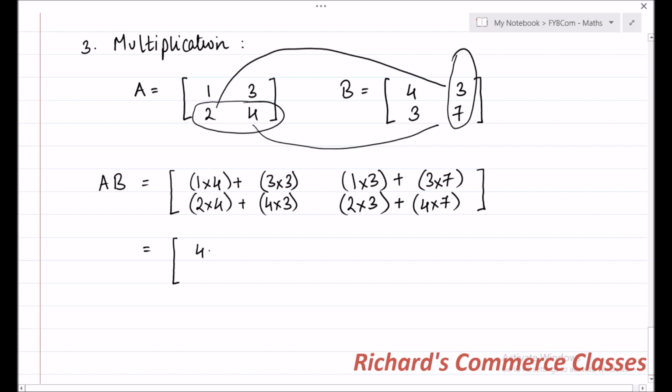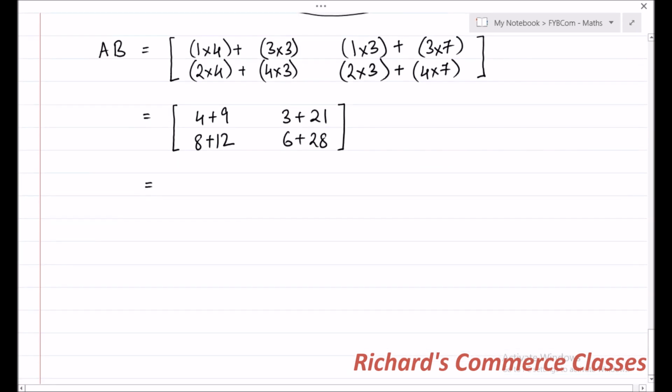Now 1 into 4 is 4 plus 3 into 3 is 9. The next 1 into 3 is 3 plus 3 into 7 is 21. 2 into 4 is 8 plus 4 into 3 is 12. 2 into 3 is 6 plus 7 into 4 is 28. This is equal to your final answer.